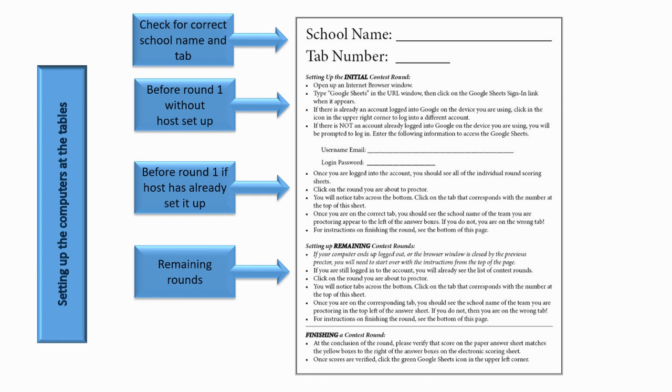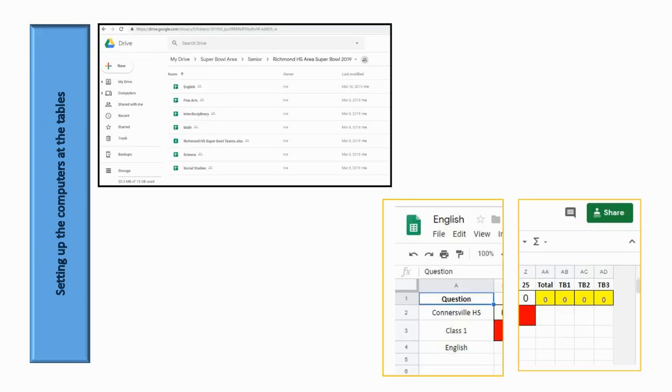When you're finished with the round, and you verify all of your scores and you do all of that, click on the Google Sheets icon on the upper left of the screen to go back to the list of more Google Sheets that you will need. And this is essentially what you're going to see when you do that. I couldn't put it all on the same screen.